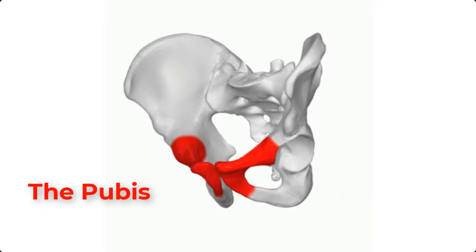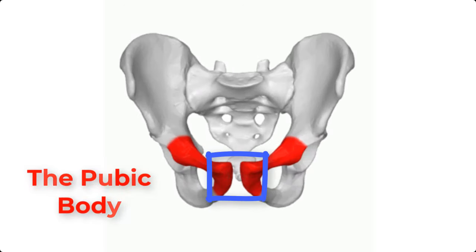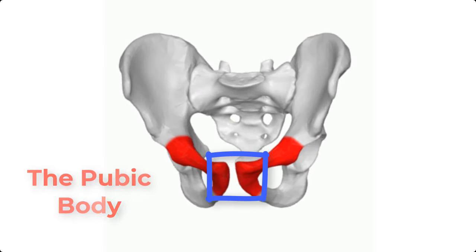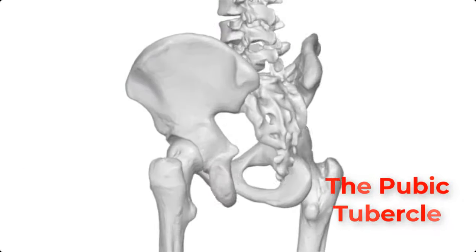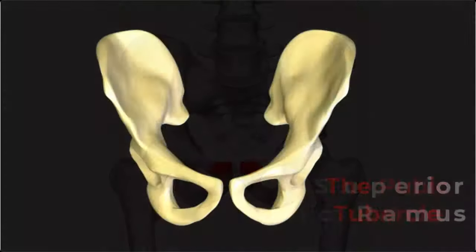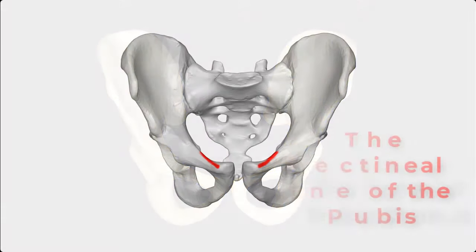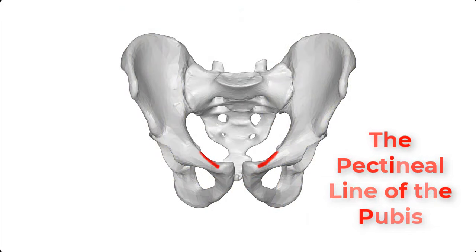The pubis forms the anterior portion of the hip bone. The enlarged medial portion of the pubis is the pubic body. Located superiorly on the pubic body is a small bump called the pubic tubercle. The superior pubic ramus is the segment of bone that passes laterally from the pubic body to join the ilium. The narrow ridge running along the superior margin of the superior pubic ramus is the pectineal line of the pubis.